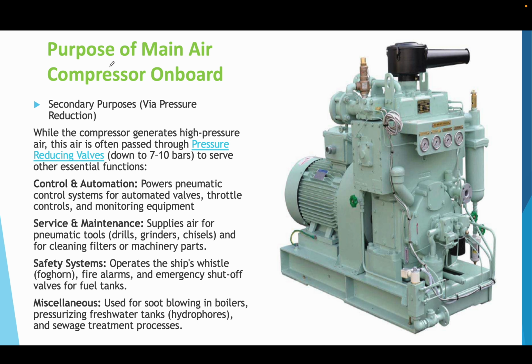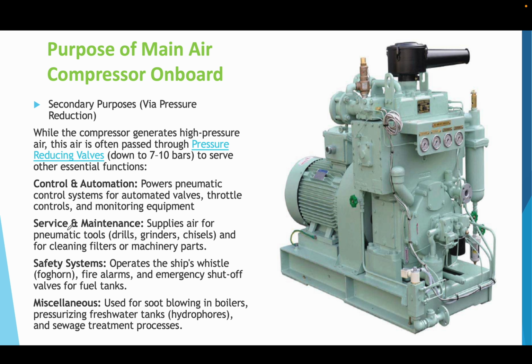After that, there are other purposes where the main air compressor's compressed air is used, which are called secondary purposes via pressure reduction. It has been reduced from 30 bar to 7 to 10 bar for various purposes. First is the control and automation. It is used for controlling the automated valve, throttling valve, and monitoring the equipment.